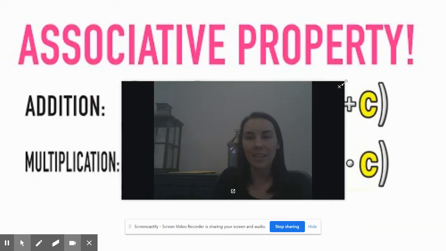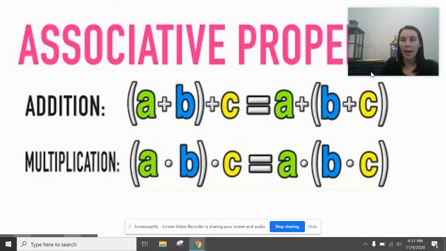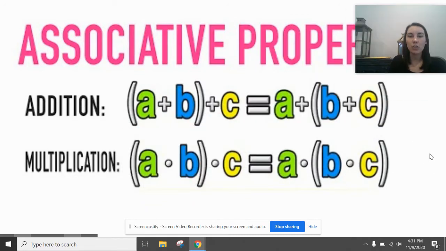Okay, let's start with the associative property. Let me get myself out of the way here. So on the associative property, we have the associative of addition and multiplication. When we think of the word associative, we should think of associate. I made my students in class do hand movements, like we are associating these things together. Somebody made a good connection. They said they thought of the word connecting. We're associating these things together. They're associated, so they're connected.